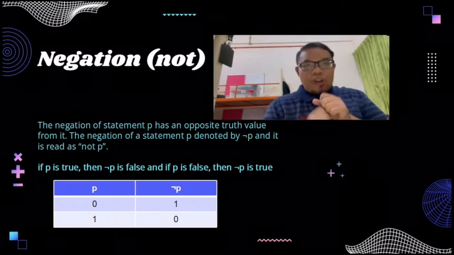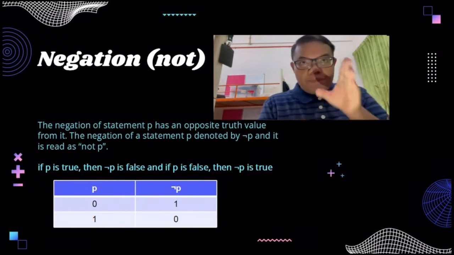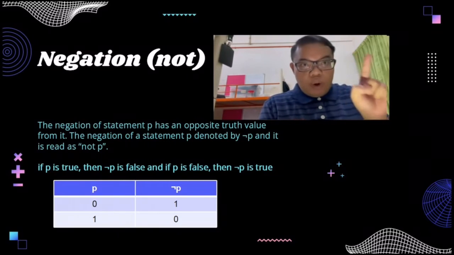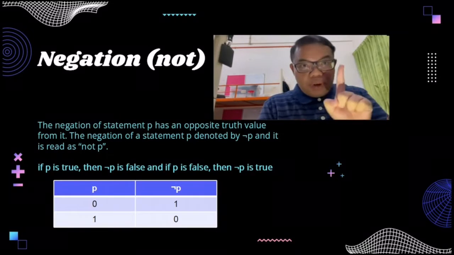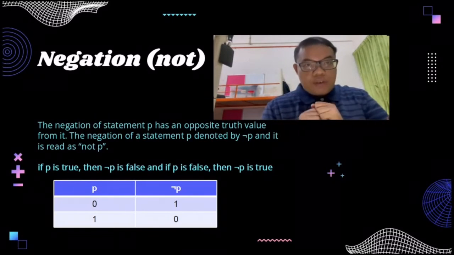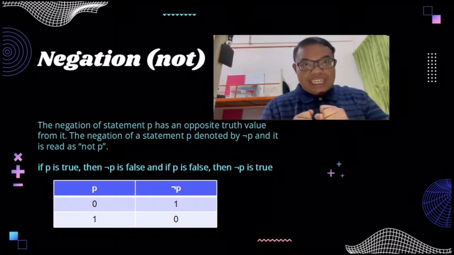As you can see in my table, if P is 0, the negation is 1. If the value of P is 1, then the negation should be 0. It is just the opposite of the truth value. Just as simple as that. I hope that you can understand that well.